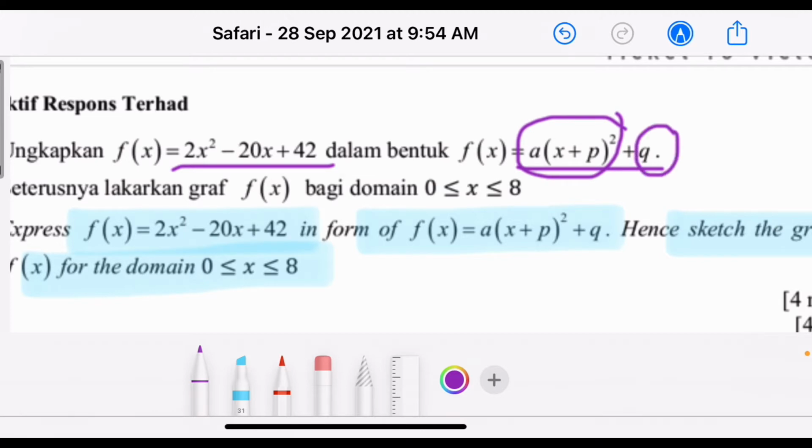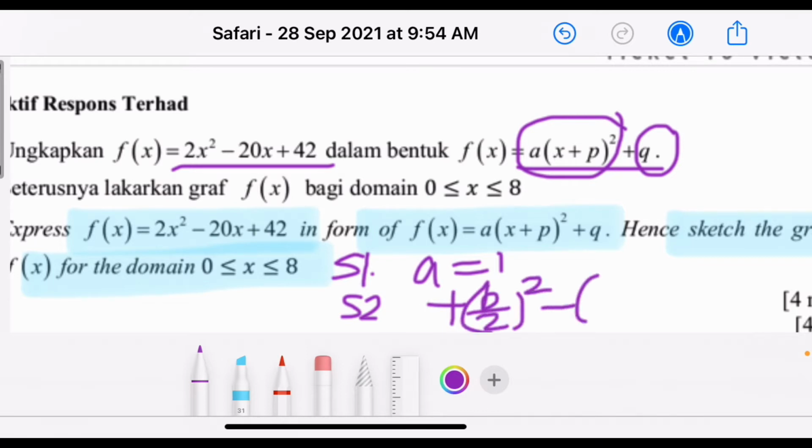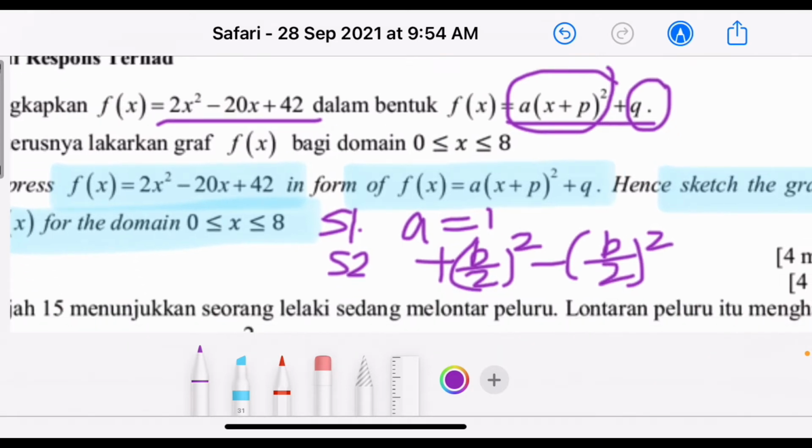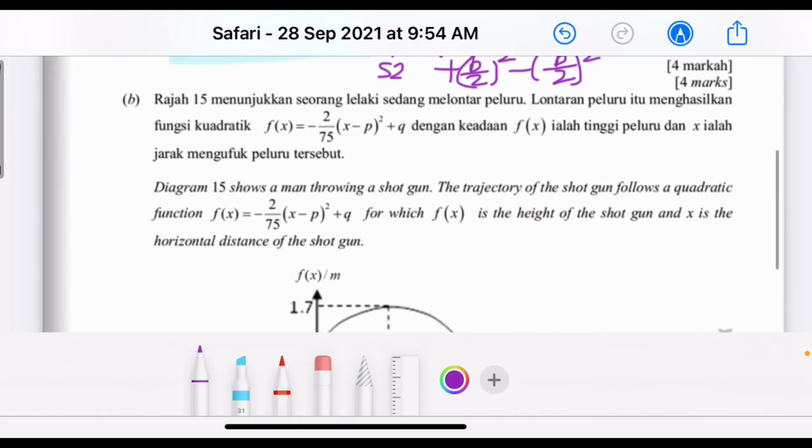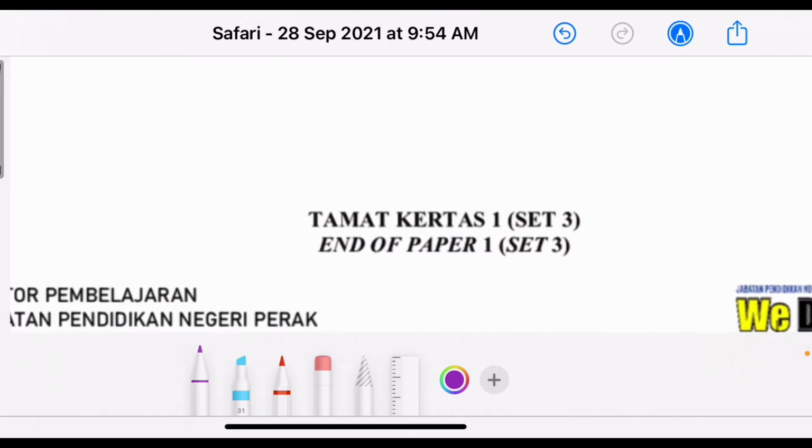Alright, so the steps that you must follow: step 1, a must be 1. Step 2, you must make sure you plus (b over 2) squared and then you minus (b over 2) squared at the same time. And then step 3, you have to write in this form. Okay, so now let's do it here. I'm going to find a space to write.